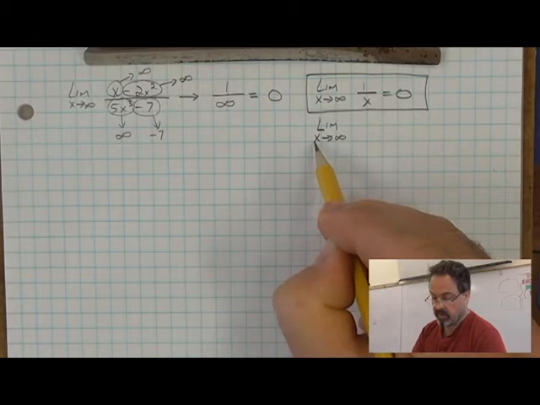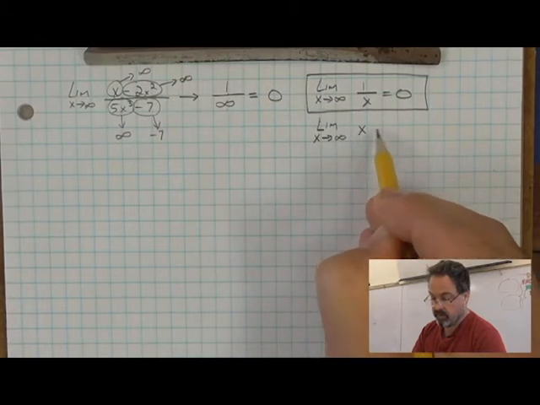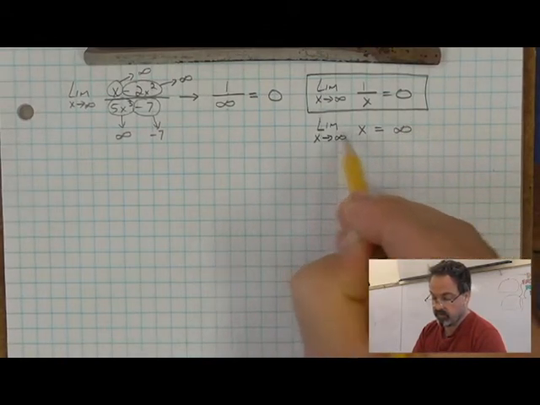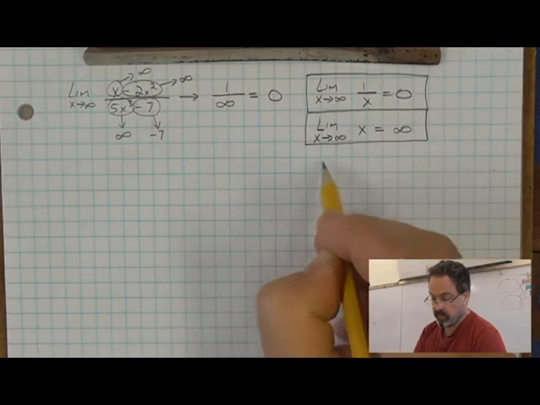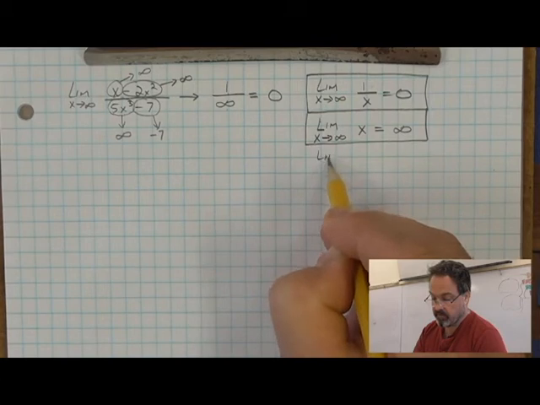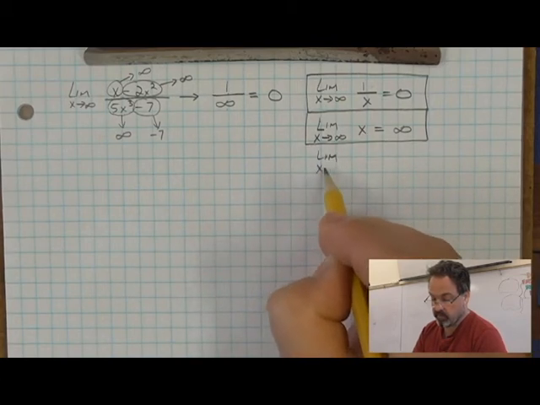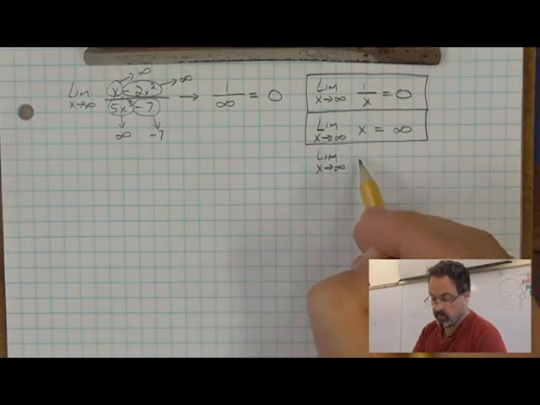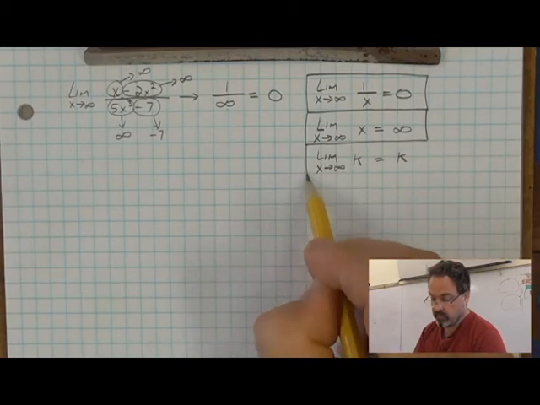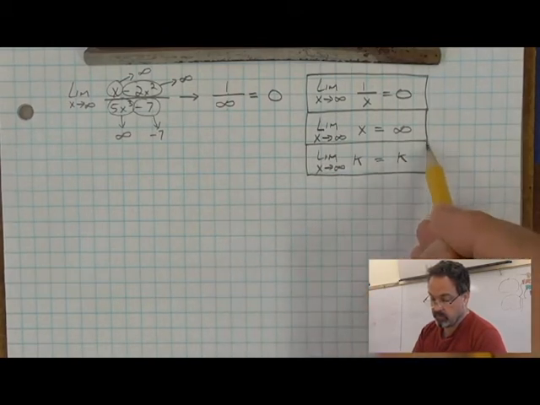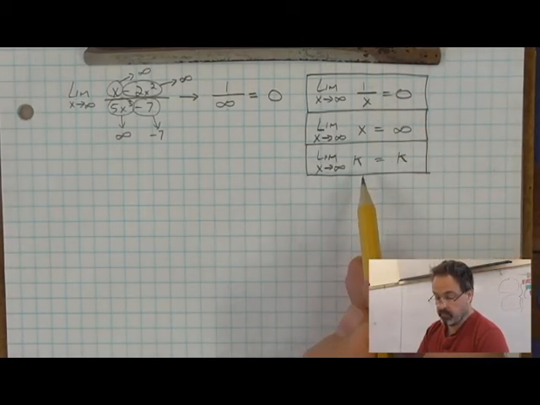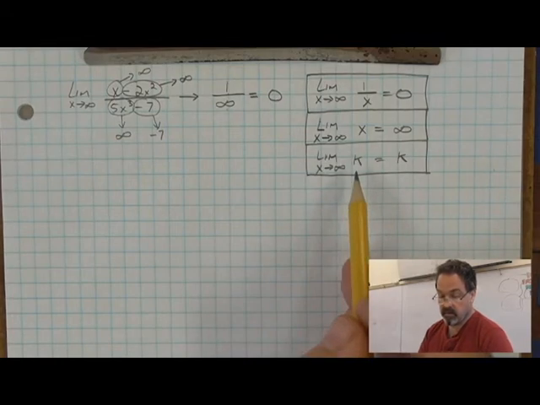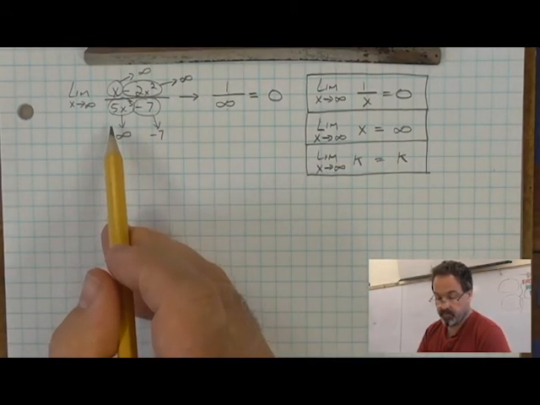The limit as x approaches infinity of x is infinity. Put a box around it because it's special. And the limit as x approaches infinity of any constant is that constant. These limit laws should be fairly obvious. You'd want to memorize them. Let's apply them to this problem.